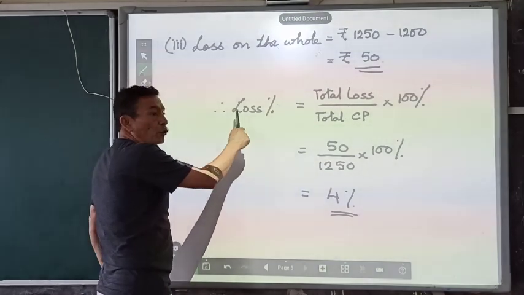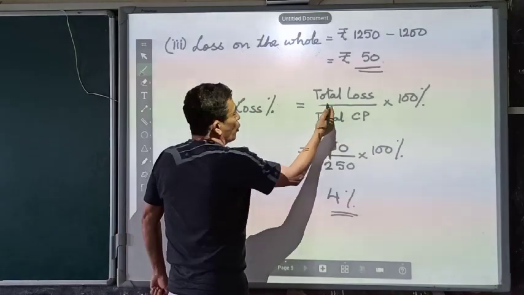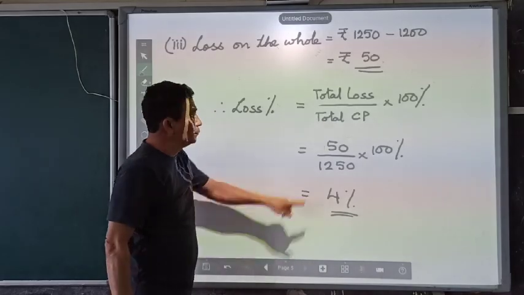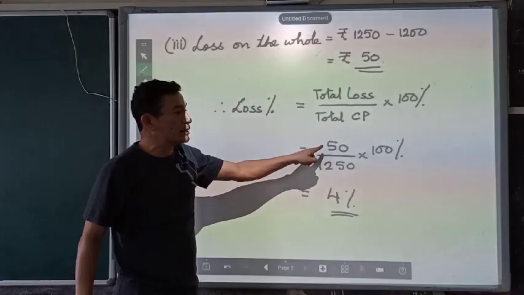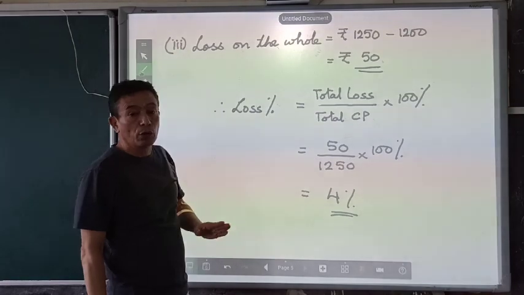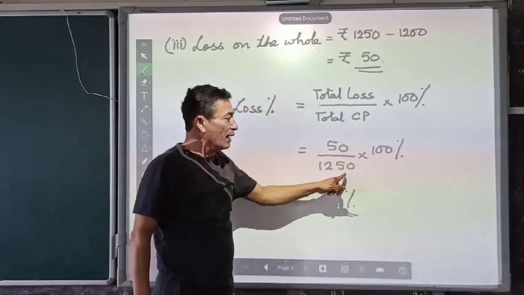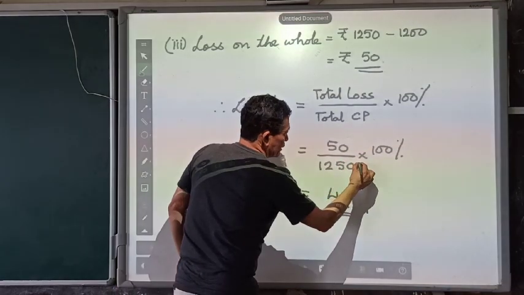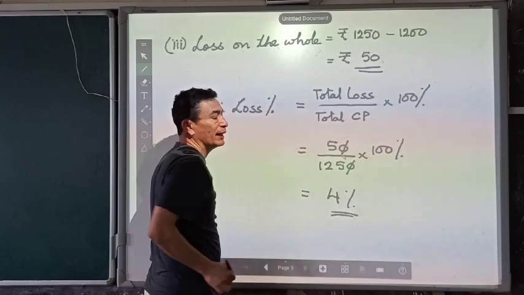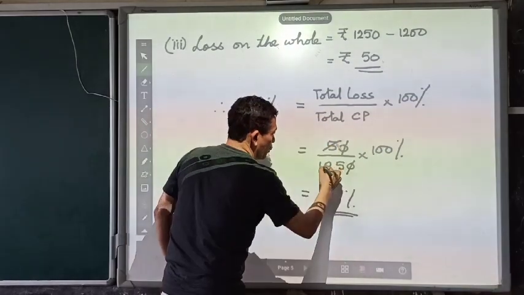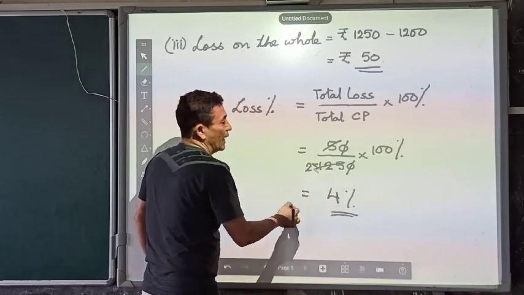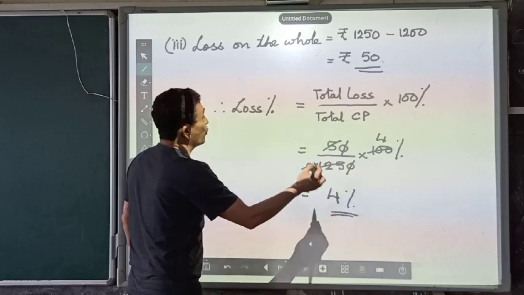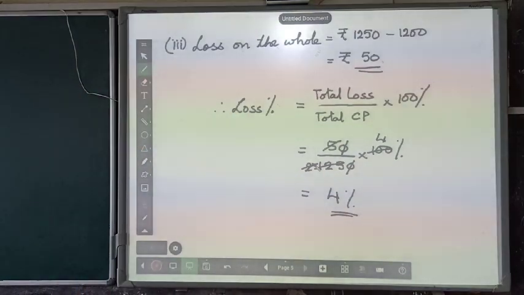Now we have to find the total loss percent. So total loss percent formula, total loss upon total cost price multiplied by 100. The total loss is 50 rupees and the total cost price, which we found out from our second part, is 1250. So multiply that by 100%. So if you calculate, this 0 in the numerator and denominator can be cancelled. 5 will go 25 times and 25 will go 4 times. So that means we are going through a loss of 4%.